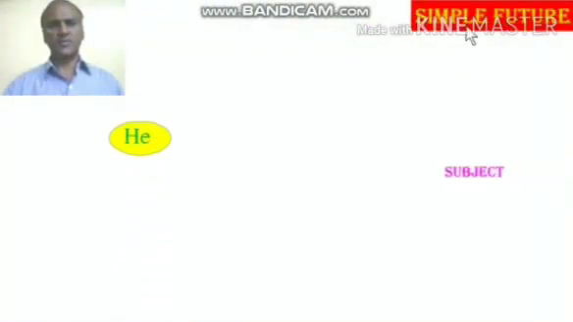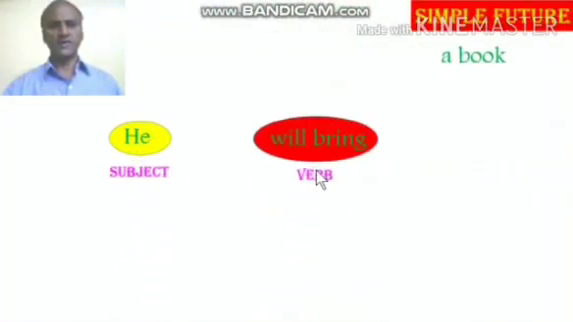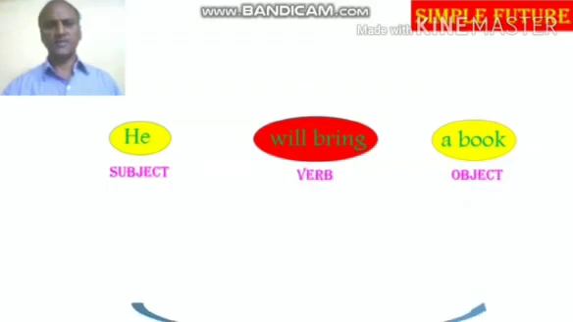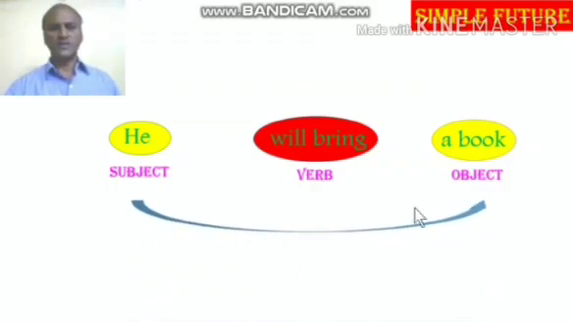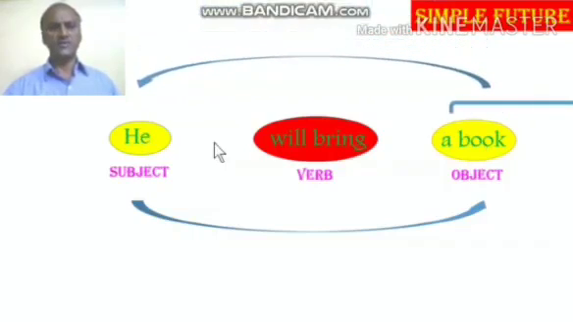Third division is a simple future. He is subject, will bring, verb, a book, object. So the first step is find the subject, the verb, then the object. Next, the second step is change the positions of subject into object, object as subject. That is the second step you have to do.